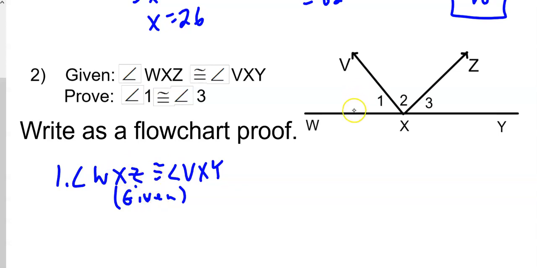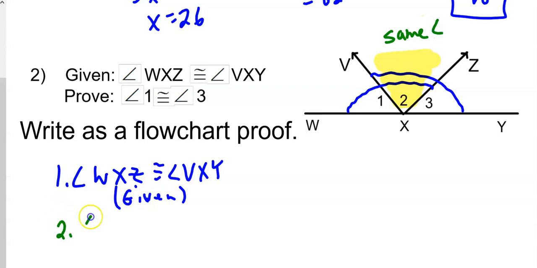Okay, so WXZ, I'm going to do a little squiggly here, and VXY, they are congruent. Hopefully you saw as I drew these blue squiggly lines that they overlapped right in this middle here. Whenever you see that, you should be thinking same angle. So what do I mean by that? Angle 2 is congruent to itself. That is by the reflexive property.